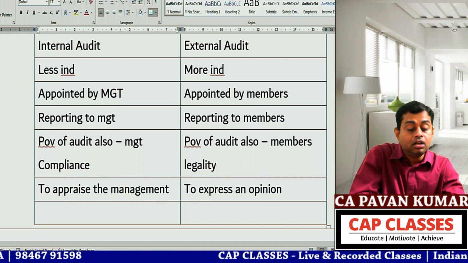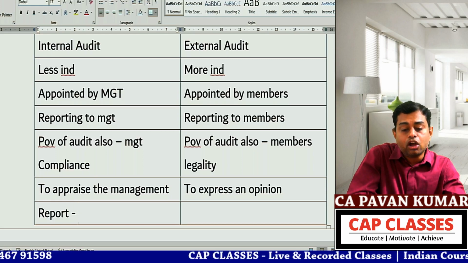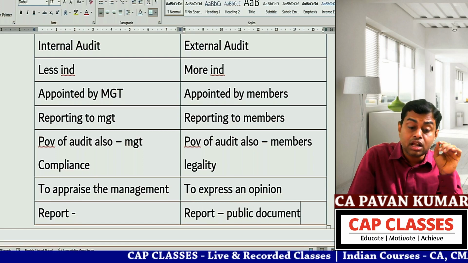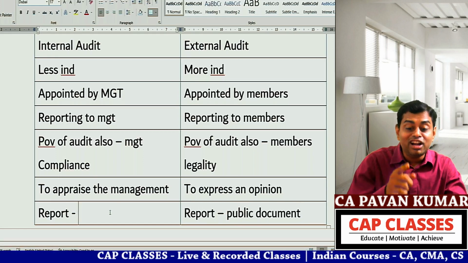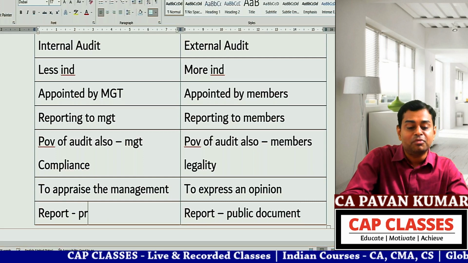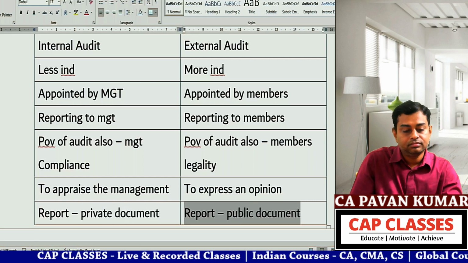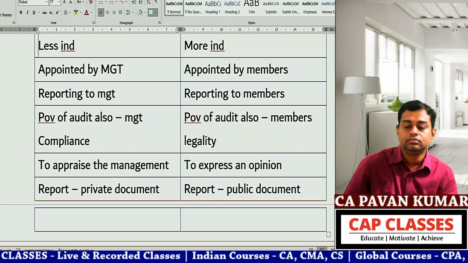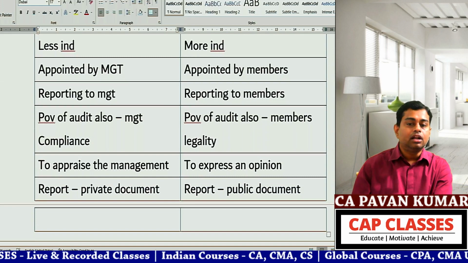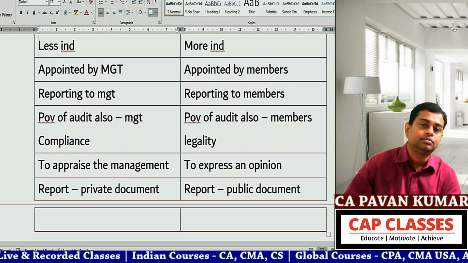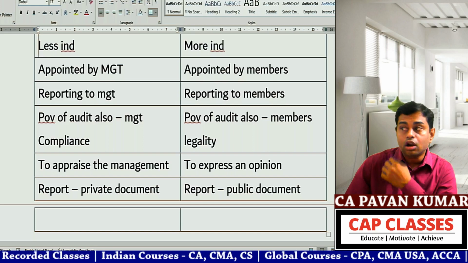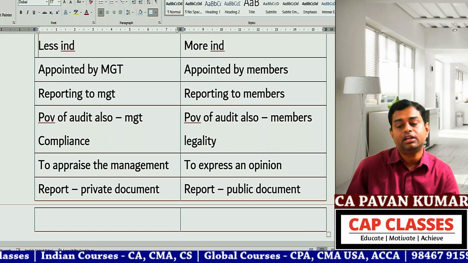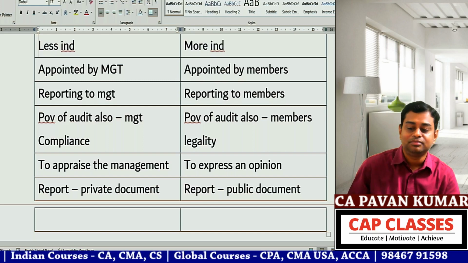To express an opinion. So, internal audit report, is it a public document? External audit report is a public document. Internal audit report is highly confidential, a private document. Correct? External audit report is a public document, anybody can access. Internal audit report, everybody cannot access. There are restrictions. It is given only to the company management. Shareholders cannot see that.